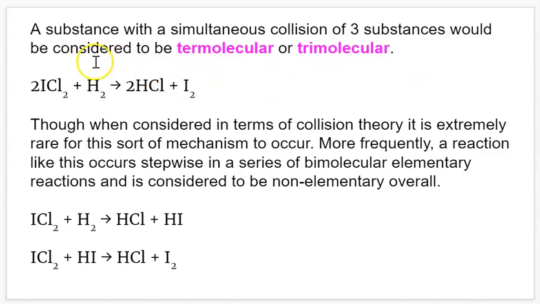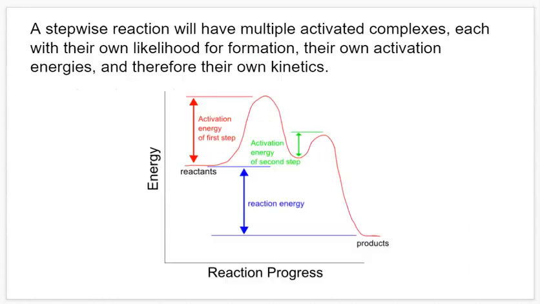For example, this equation we talked about above can actually occur in two steps, where one ICl2 reacts with a hydrogen gas instead of two, and we form ICl and HI, and then this HI collides with another ICl2 to make another HCl and I2. And you'll see that if I sum up these two equations together, I'll end up with this equation overall. And this HI that was formed in the first step is going to be immediately consumed in the second step and not be a part of the overall chemical equation.